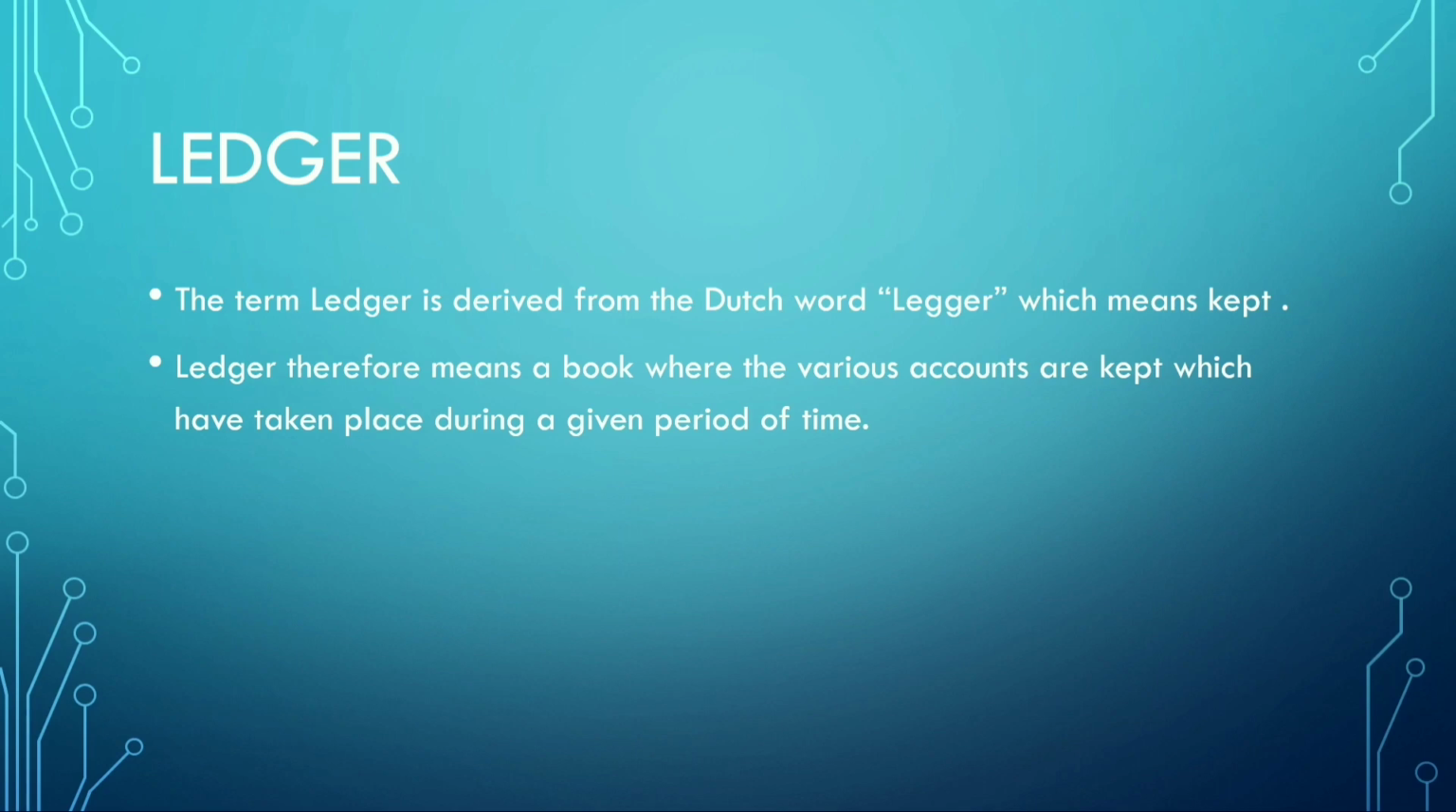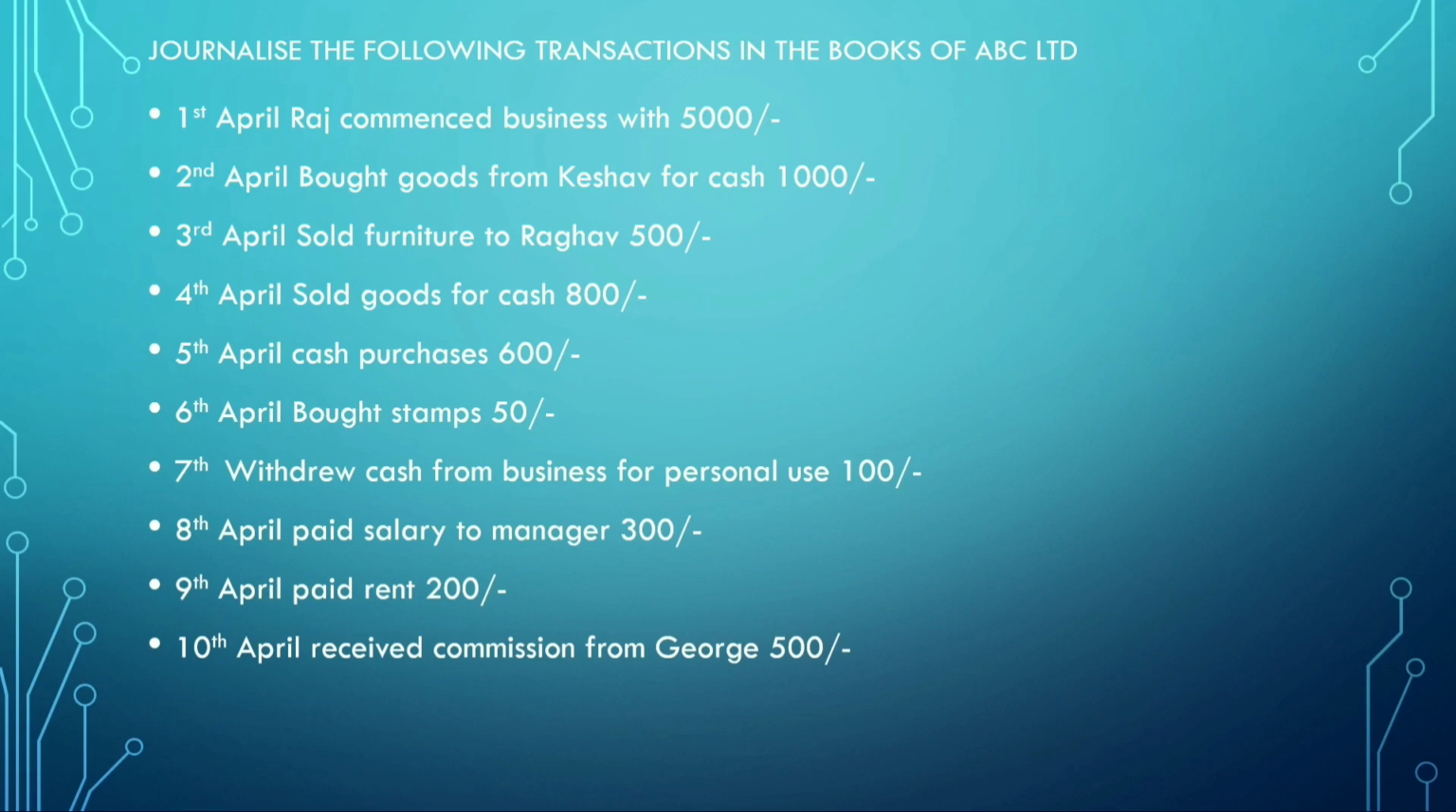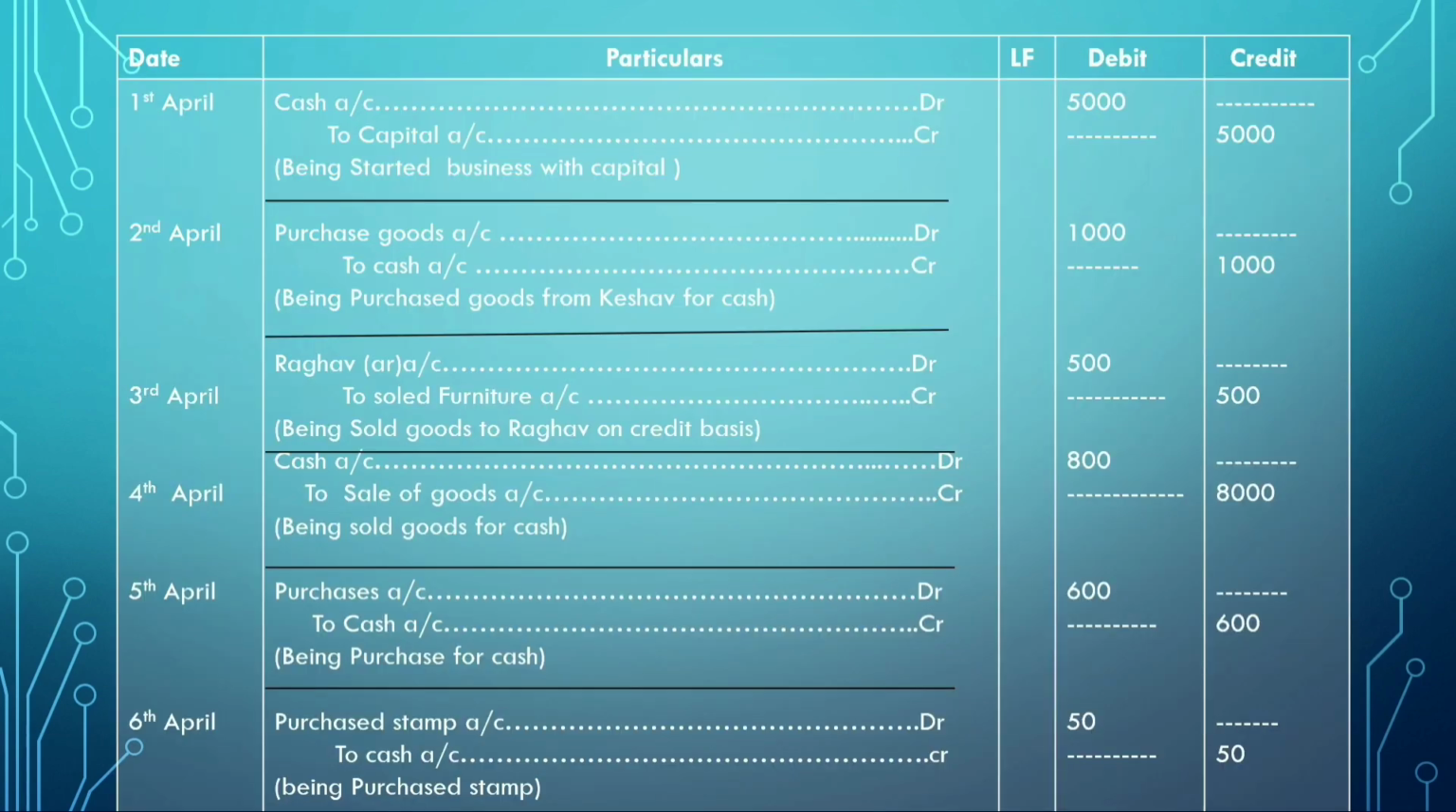Okay, let me start. Let me post a ledger account using the previous transactions. These are the 10 transactions that happened in the month of April in ABC Limited. If you want to know how to post journal entries from the transactions, you can refer to the first video. These are the transactions that happened, and based on them we posted the journal entries. These are the entries posted in the last video.